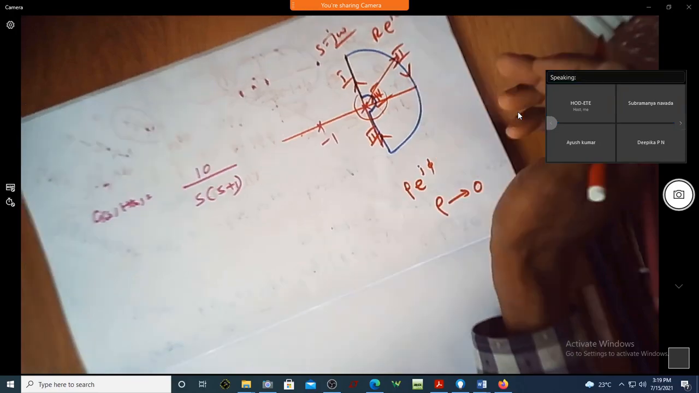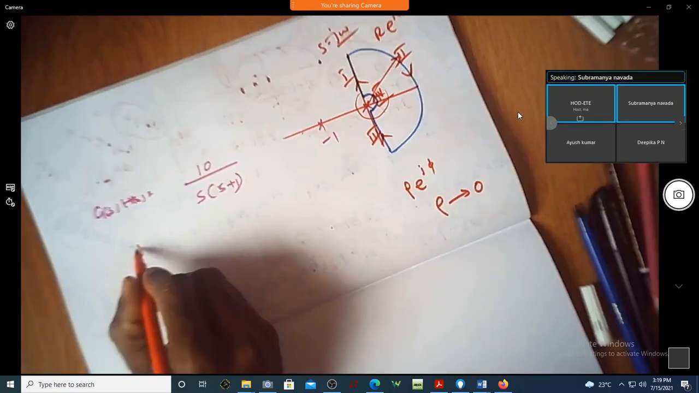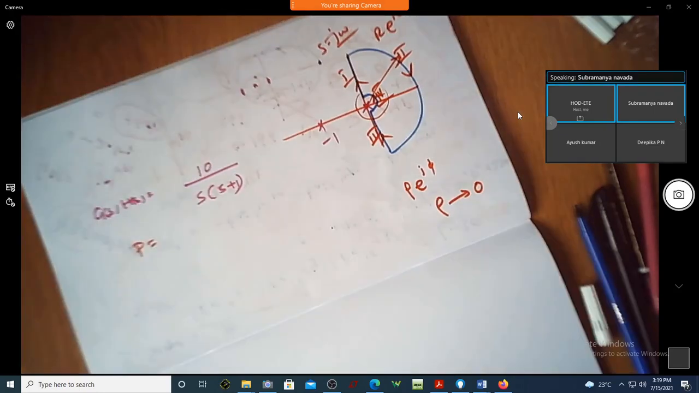So now what is P? How do you define P? P is the number of poles enclosed by the contour. It's not covered, enclosed. Enclosed by the Nyquist contour. So it is 0 now, because there are no poles to the right of the s plane. Sorry, inside that contour.